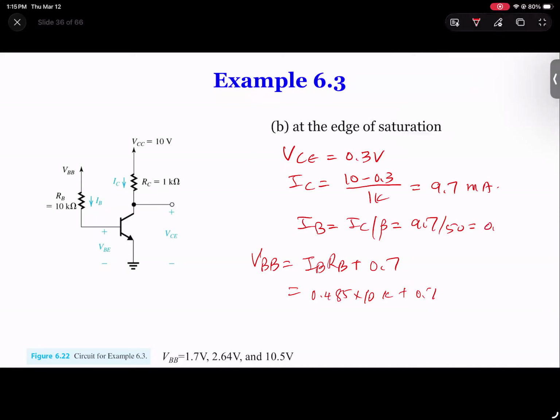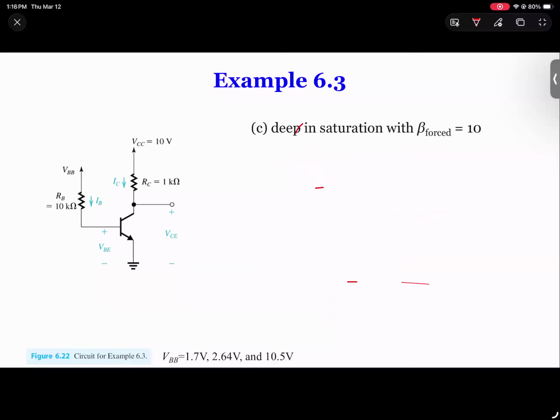All right, so 0.194 milliamps. So here I change it to 0.194 times 10 plus 0.7. So that gives you 2.64 volts. Okay. So that's how we can calculate VBB at the edge of saturation. It's still linear mode, but almost going to saturation. So we see VCE is 0.3 volts.